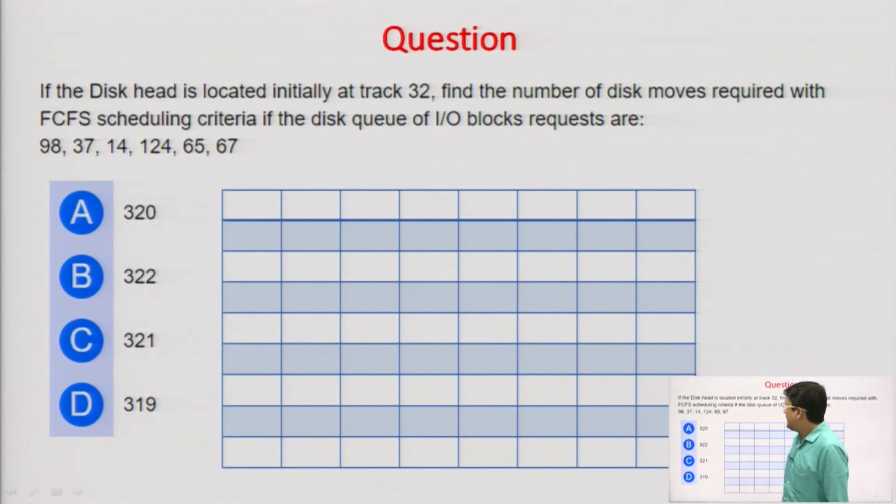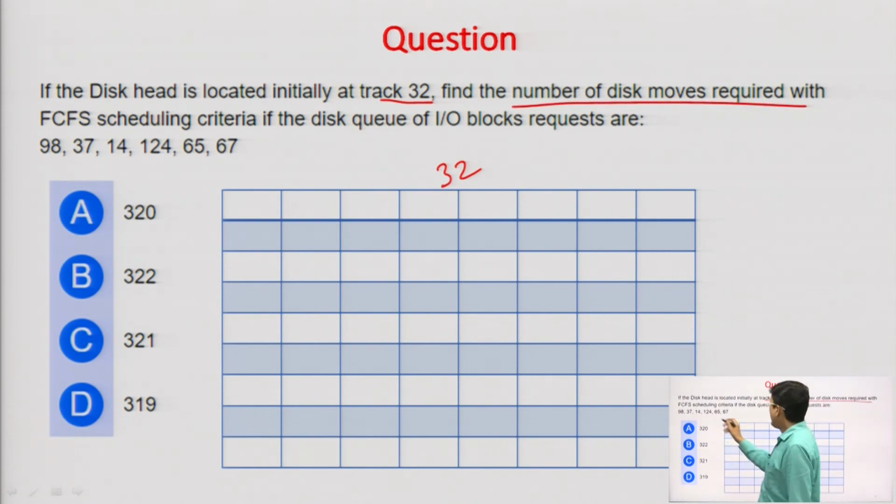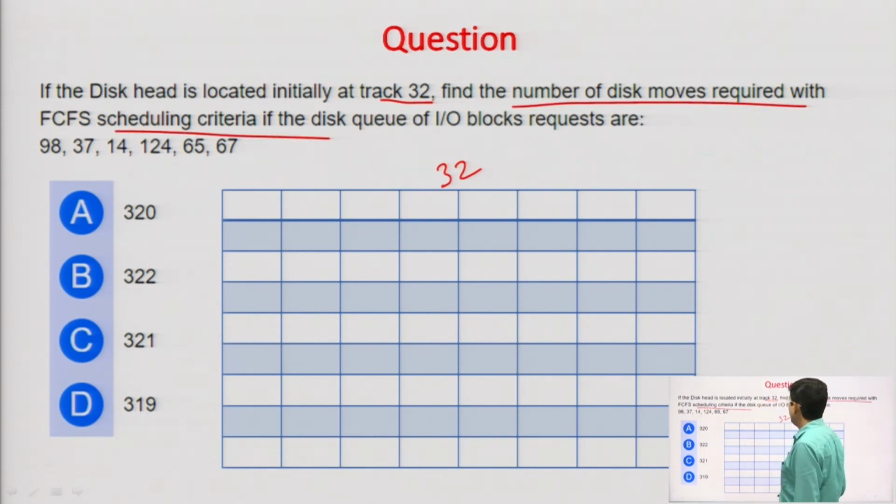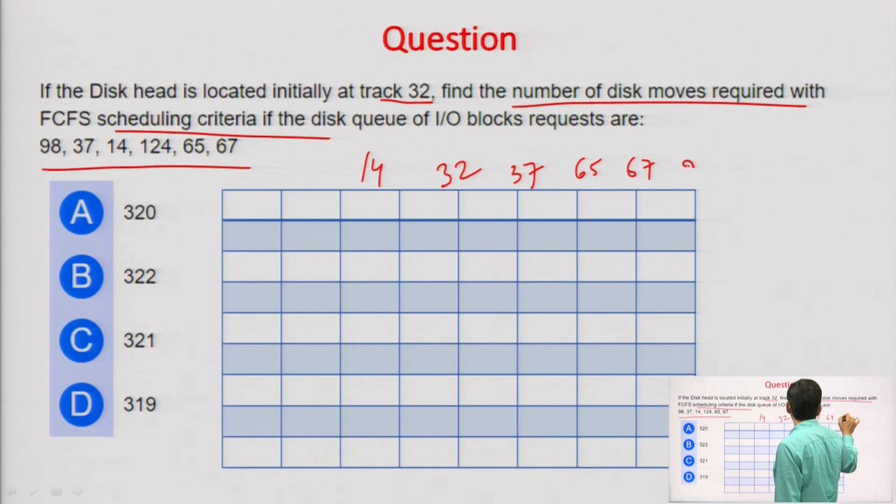It is saying that the disk head is located initially at track number 32, so 32 is the current location. Find the number of disk movements required with the FCFS scheme if the requests are these. You can simply solve this question, because this is a very simple one. So, the first request which is coming is 98. So, let us mark it here. So, 14 is the first request, and then after this 37, then 65, 67, 98 and 124. Please pardon me for this.